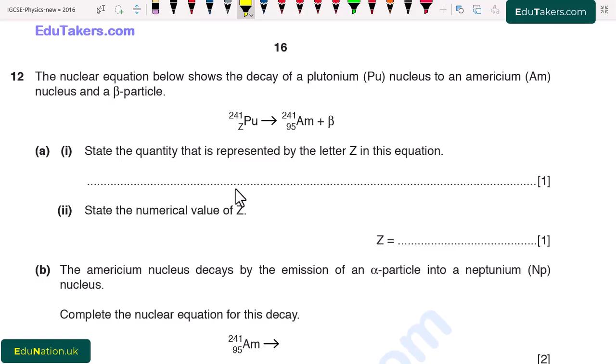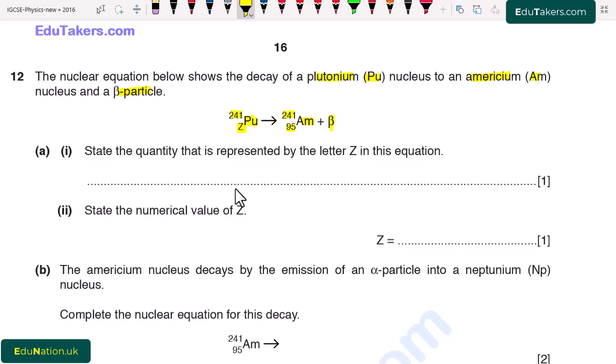Question number 12. The nuclear equation below shows the decay of plutonium, whose symbol is Pu, nucleus to the americium, and its symbol is Am, nucleus, and beta particle. Here is a nuclear equation which shows the decay of plutonium into americium and beta particle. Pu has mass number 241, while the atomic number is shown by symbol Z. While the americium has atomic number 95, while the mass number is 241, and there is also the beta particle.